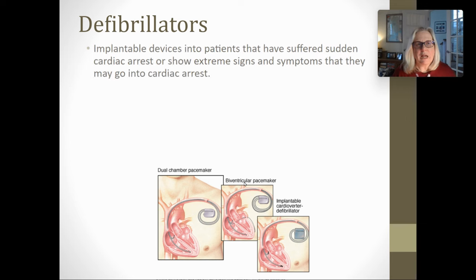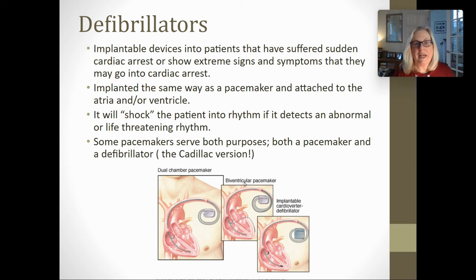On the flip side, we also have defibrillators. They look exactly the same. They go in the same place in the same way. A lot of times people will get both of them, kind of in one little device. I call that the Cadillac version. So it's a defibrillator and a pacemaker at the same time. And basically, it's your own little AED.